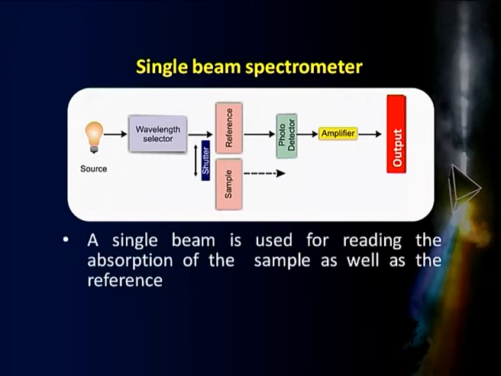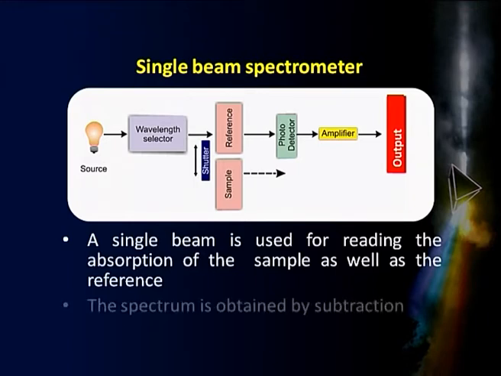And then for each wavelength I will subtract the reference from the sample, so that in the process what do I get? I get the interaction of my sample with the range of wavelengths I am talking about there. So, essentially the same beam is made to fall onto the sample as well as the reference, and the spectrum is obtained by subtraction.